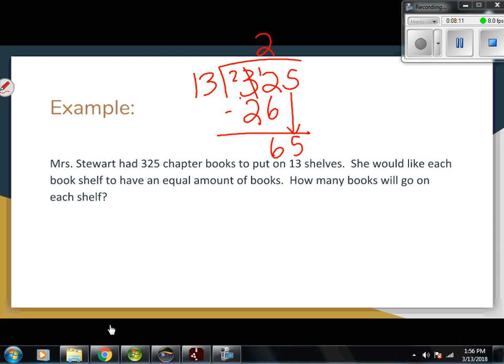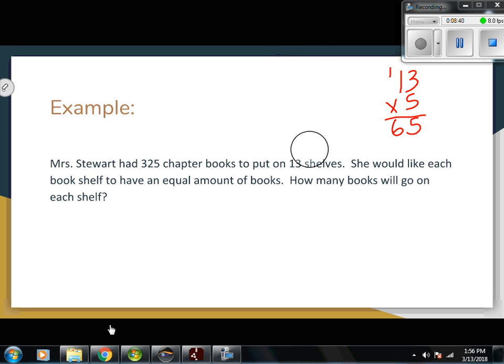Bring down my 5. Now, I might not know right off the top of my head what 13 times what would equal 65. But I know that if I have a number that's multiplied times 5, it's going to end in a 5, right? So 13 times 5 is, or 3 times 5 is 15. 5 times 1 plus 1 is 6. So that's a good place to start. So she'll have 25 books on each shelf. And she doesn't have any left over.